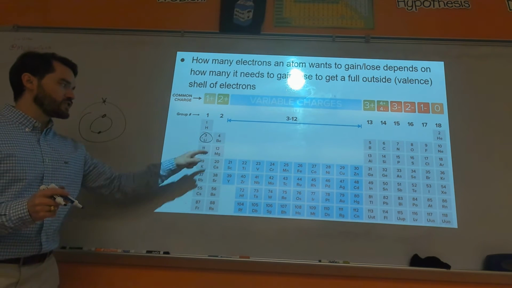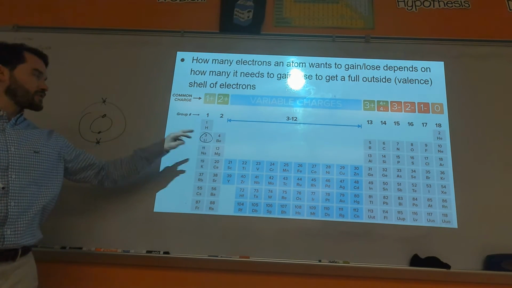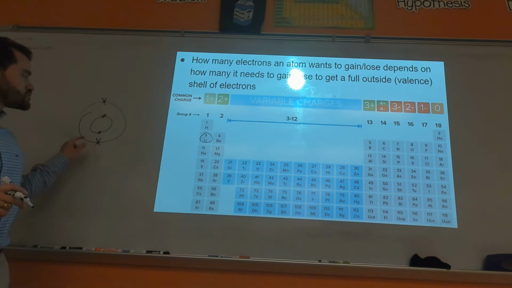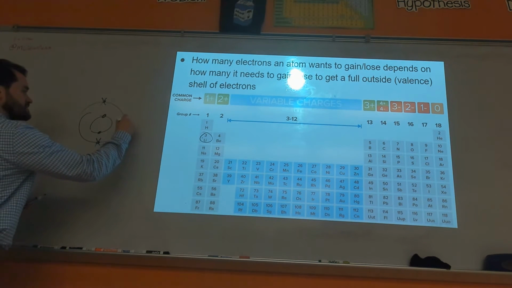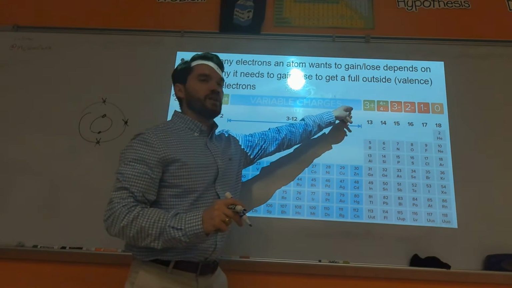Going over to group 2, if you look at beryllium, beryllium has 2 valence electrons. So beryllium wants to lose those 2 valence electrons, then it would be stable. It would have a full first shell. If you lose 2 valence electrons, each electron's a -1 charge, that would give you a +2 charge. Keep going. If we go to boron, boron has 3 valence electrons. So boron wants to lose 3 electrons, and then it would have a full first shell. And so that gives it a +3 charge.